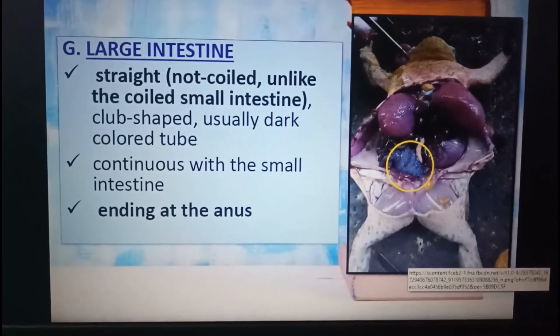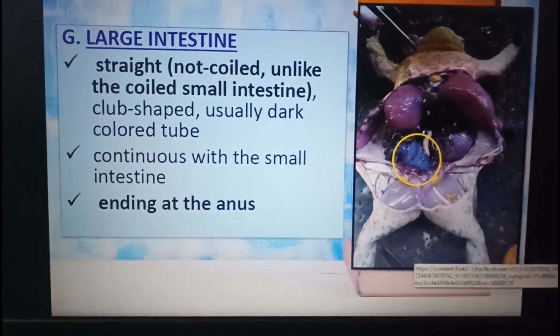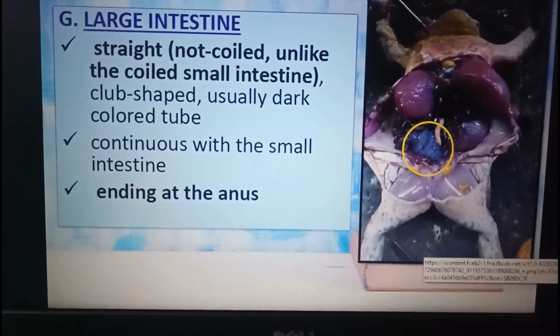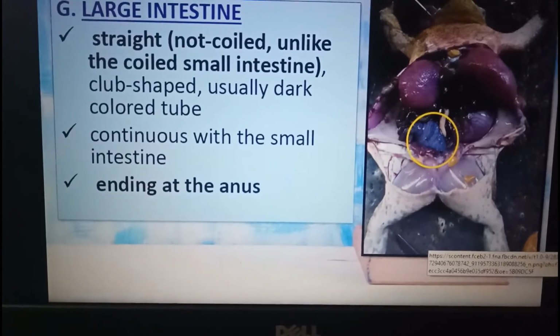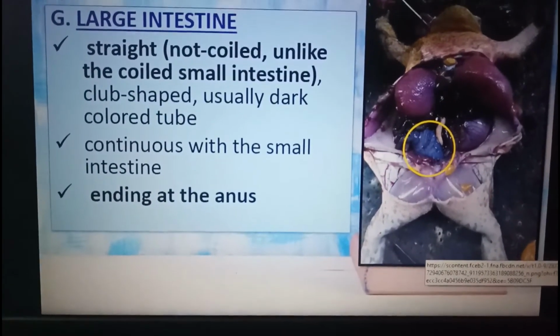Next is the large intestine, also called the colon. It is straight, not coiled unlike the coiled small intestine, and it is also a club-shaped, usually dark-colored tube. It is continuous with the small intestine and ends at the anus.